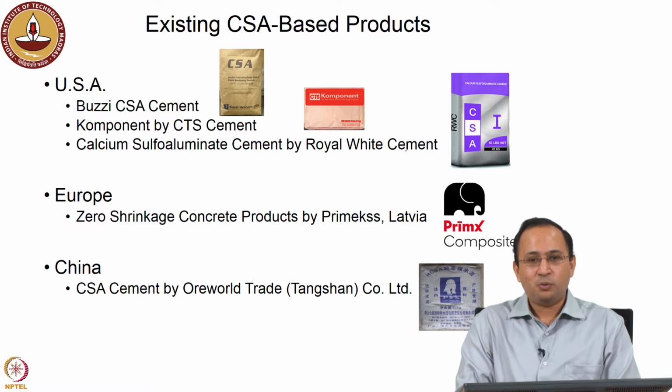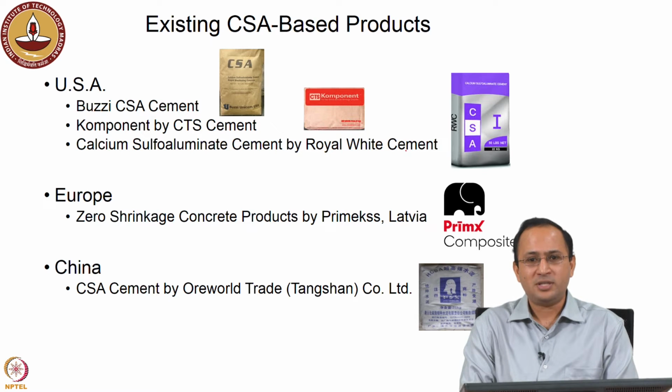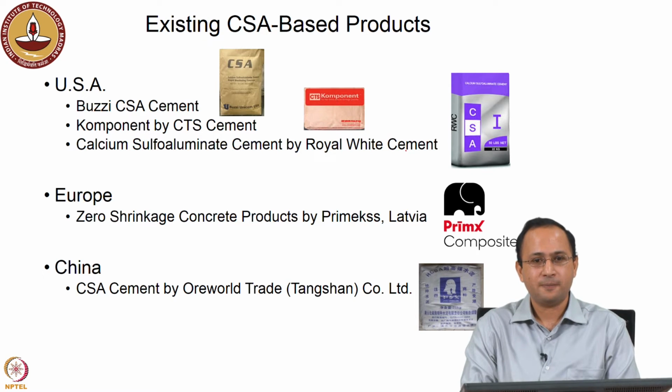It is important to look into what exists. So, these are the existing CSA based products. In USA, I think there are 3 companies now which make this CSA cement: Buzzi CSA cement, Component by CTS company, and Royal White Cement company. Obviously, the application is different. Sometimes they sell it as a rapid set cement, sometimes they sell it as zero shrinkage cement, that depends.